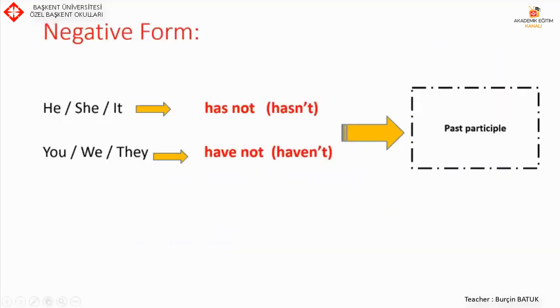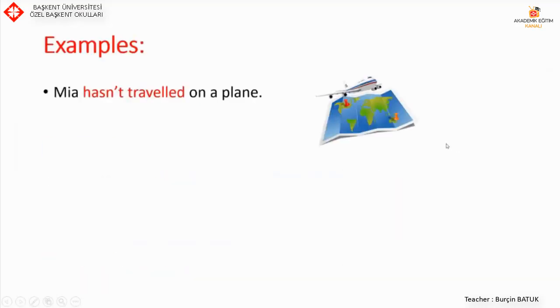And negative form. For the negative forms, we need to add not next to the have and has. We can say has not or hasn't, have not or haven't, and after them, of course, we need to write the past participle form of the verbs. Let's look at the examples. Mia hasn't traveled on a plane. Hasn't traveled. We haven't seen her today. Haven't seen. See, saw, seen. Past participle of the verb.